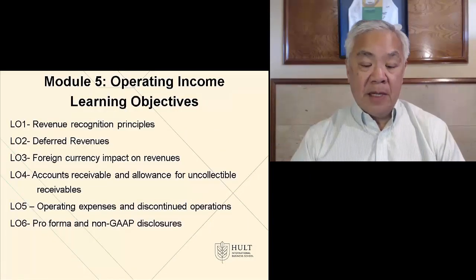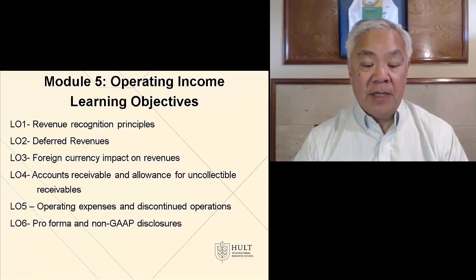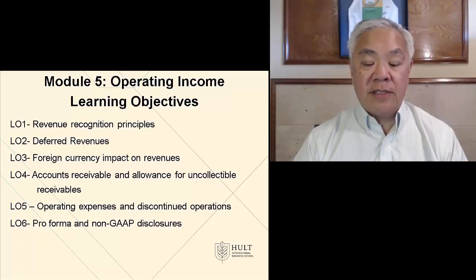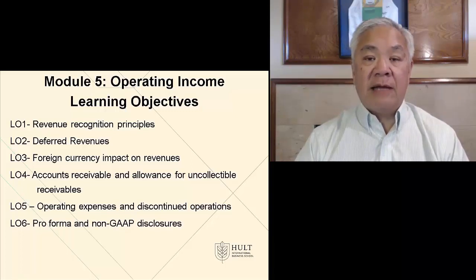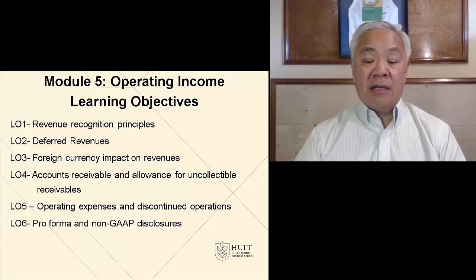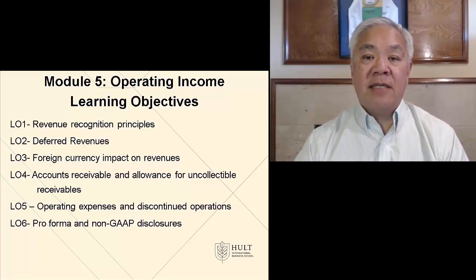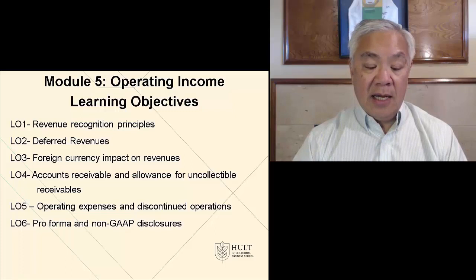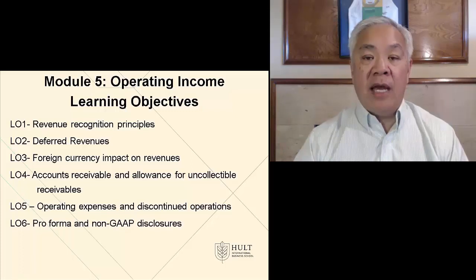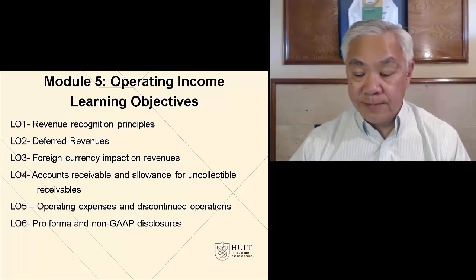Objectives, we have 6 of them. One is revenue recognition. The second is what is deferred revenue. The third is foreign currency and how it impacts revenues and the balance sheet. Fourth is accounts receivable and how we handle allowance for uncollectible receivables, namely bad debts. Objective 5 is operating expenses and the case where there is a discontinued operation. And then 6 is pro forma and other non-GAAP disclosures.